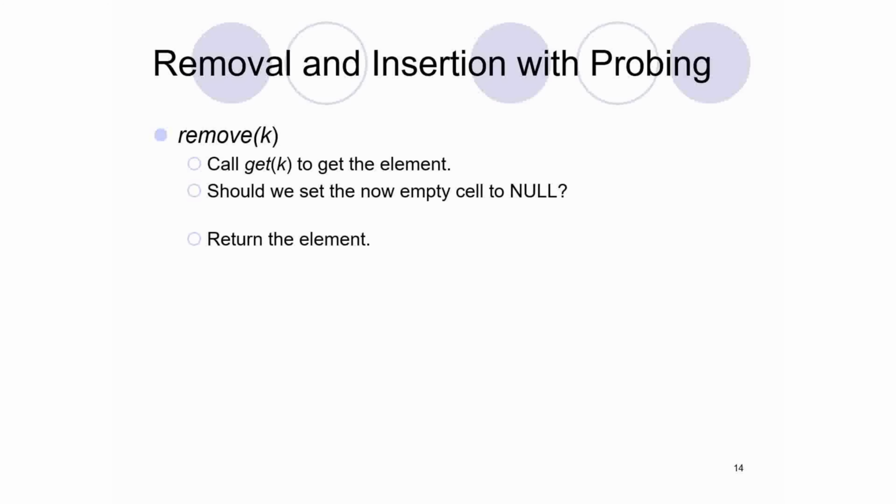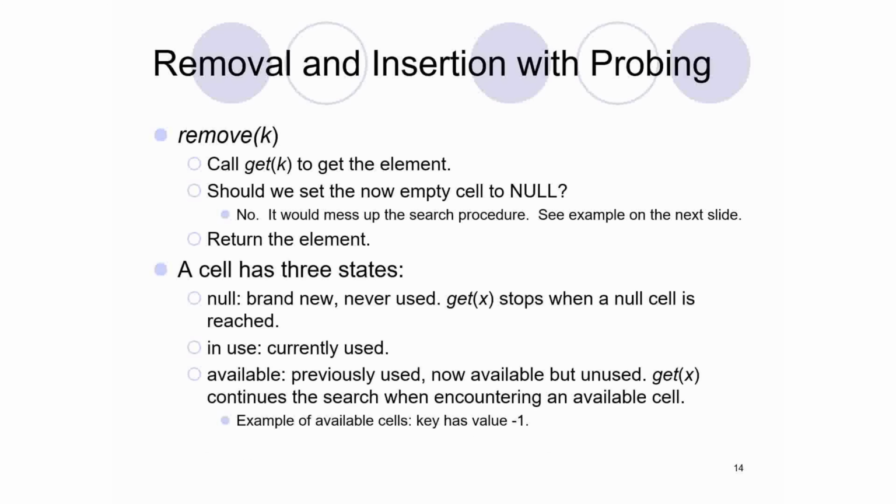Removal and insertion with probing. To remove K, call get(K) to get the element. Should we set the now empty cell to null? No. It would mess up the search procedure. See the example on the next slide.